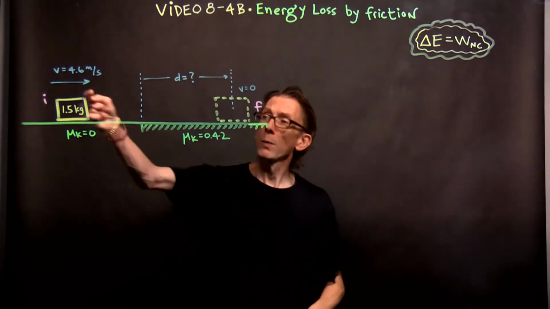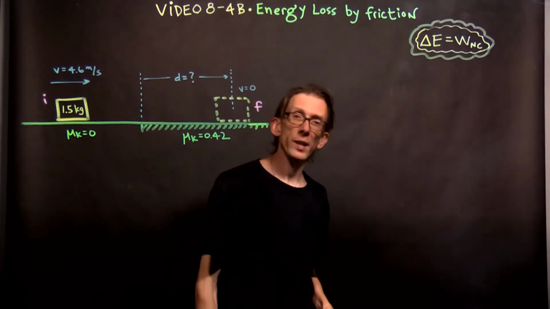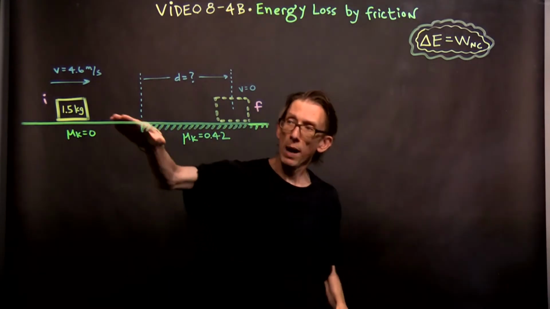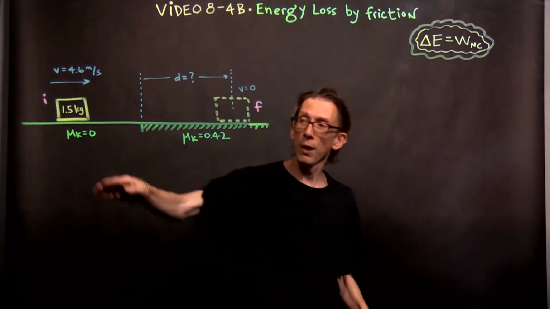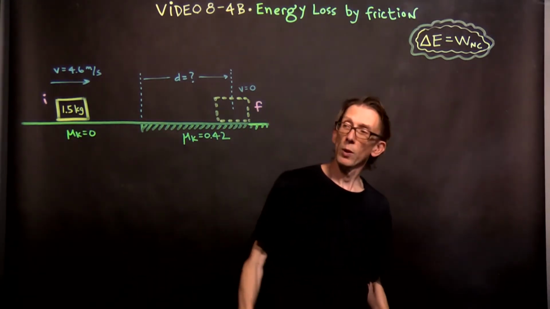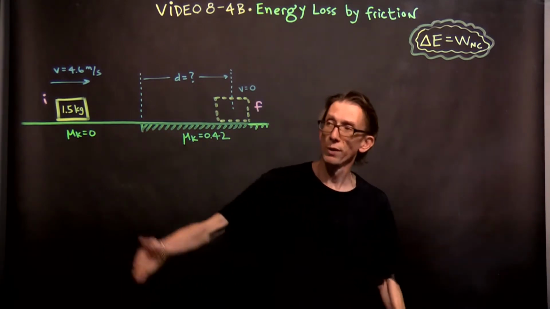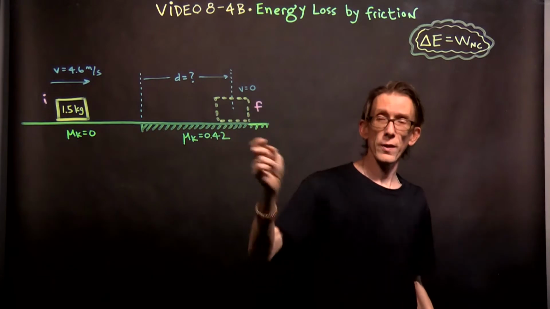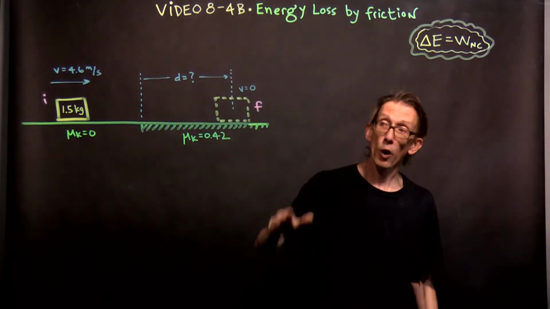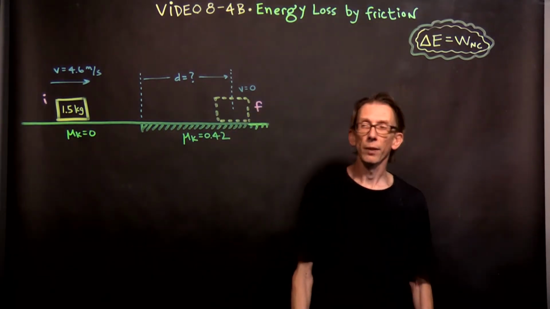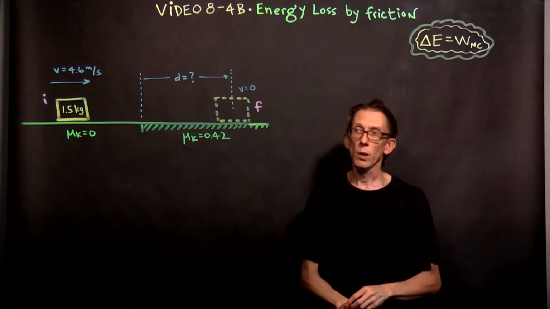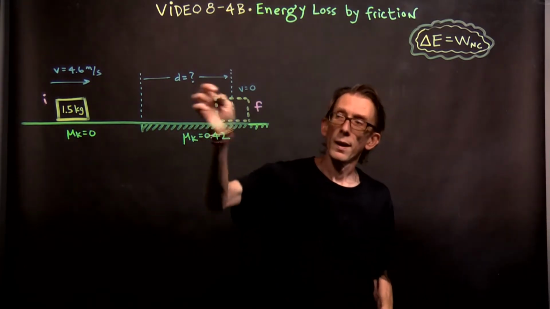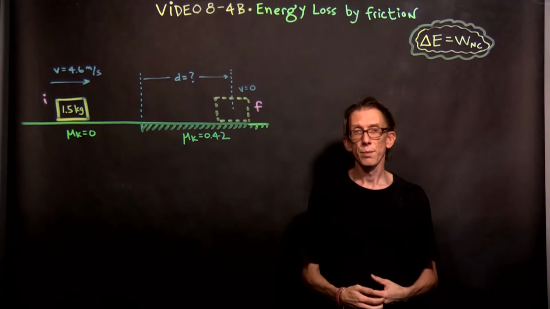So, here we go. We have a block moving to the right, speed 4.6 meters per second, mass of 1.5 kilograms, frictionless. Mu sub k is 0, so it's moving at a constant velocity until it hits a rough patch where there's a coefficient of kinetic friction of 0.42. Question is, how far does it go before it stops?